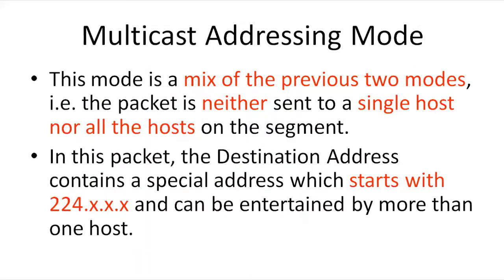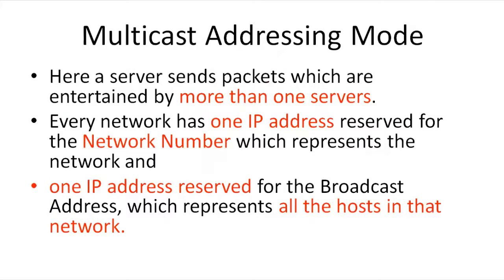And then multicast addressing. Multicast addressing is not unicast and not broadcast. It does not send data to a single host or to all hosts. It sends data to more than one host. In this packet, the destination address consists of a special address which starts with 244.x.x and can be entertained by more than one host. This is some information regarding multicast addressing.